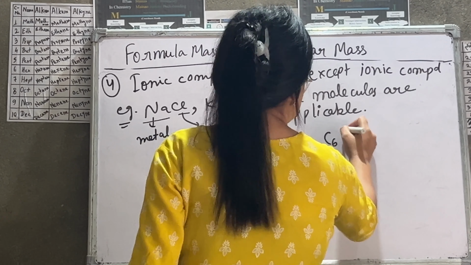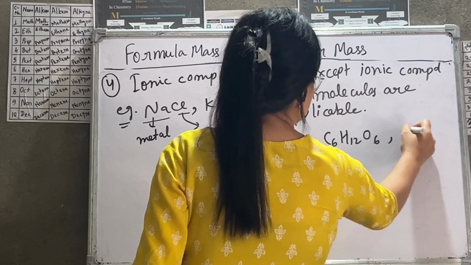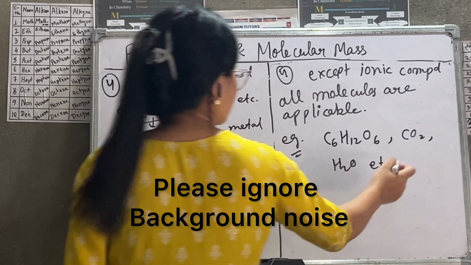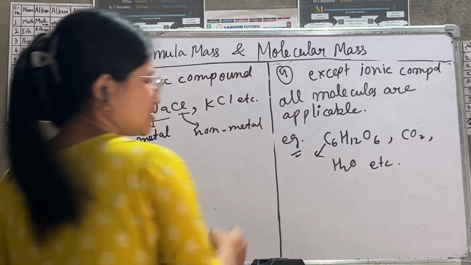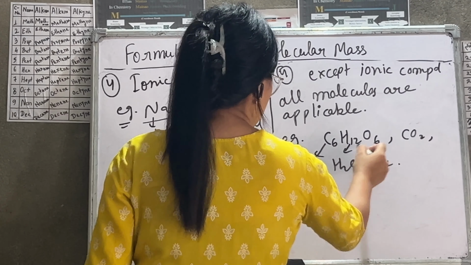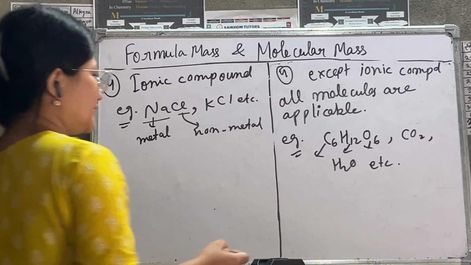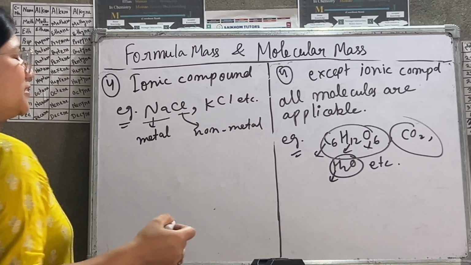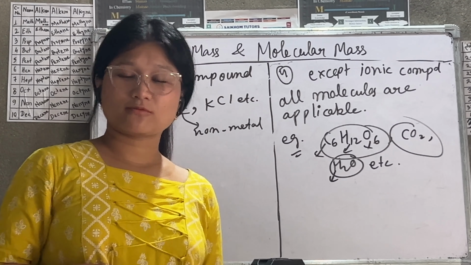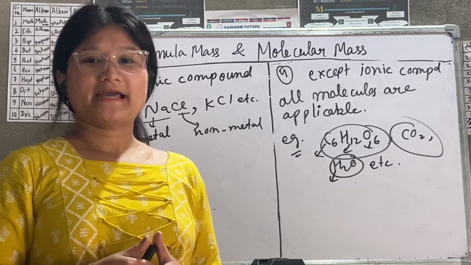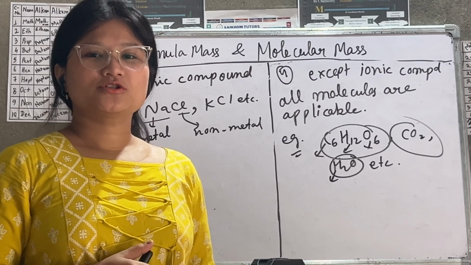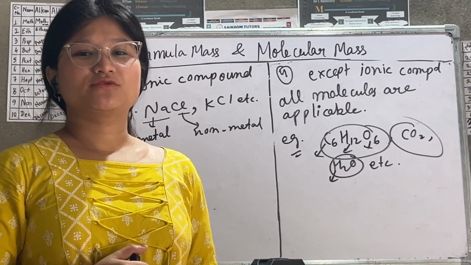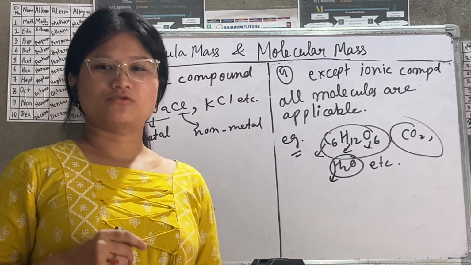Example: C6H12O6, CO2, H2O, etc. Here carbon is a non-metal, hydrogen is a non-metal, and oxygen is a non-metal. So molecular mass you calculate for covalent compounds, but formula mass you calculate only for ionic compounds. Make sure of that.